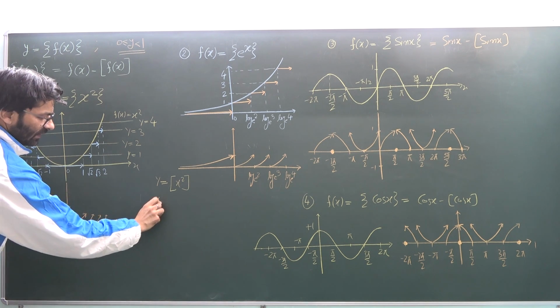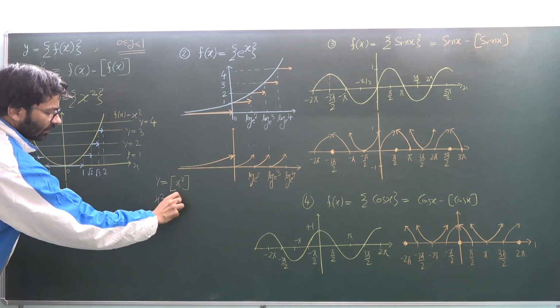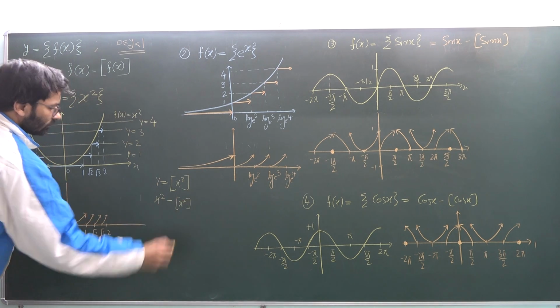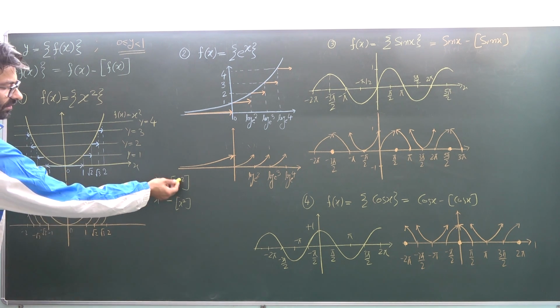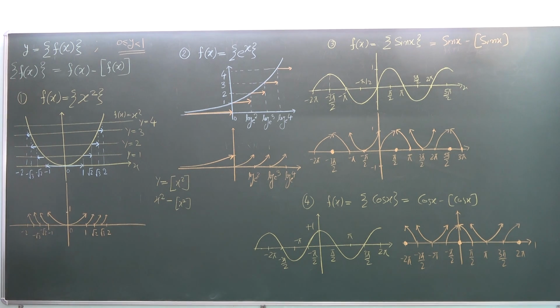Now we subtract this particular part from x square. Greatest integer part is 0 between -1 to 1, 1 between 1 to under root 2, 2 between under root 2 to under root 3. So when we subtract greatest integer of x square from x square, the value remains same between -1 to 1, which means this part will remain same because we are subtracting 0. So this is the situation.